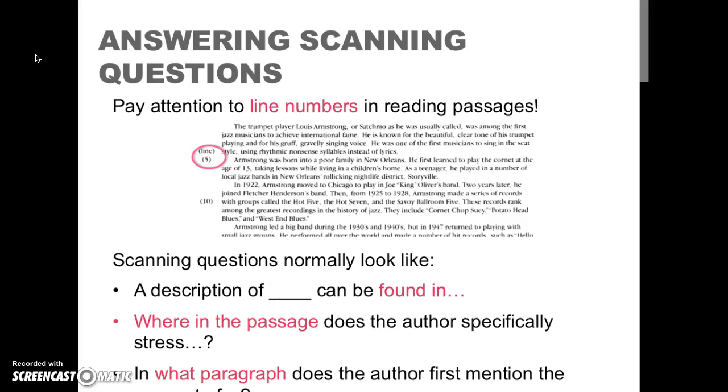Now, what do scanning questions normally look like? You can see 3 important phrases. A description of blank can be found in, or where in the passage does the author specifically stress blah blah blah, or, in what paragraph does the author first mention the concept of blah, blah, blah? Found in, where in the passage and what paragraph means this is a scanning question. And you should look for where. Where is the answer?